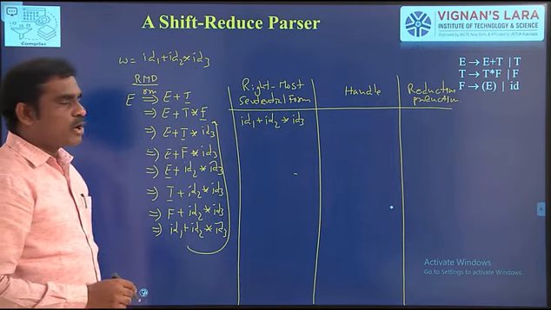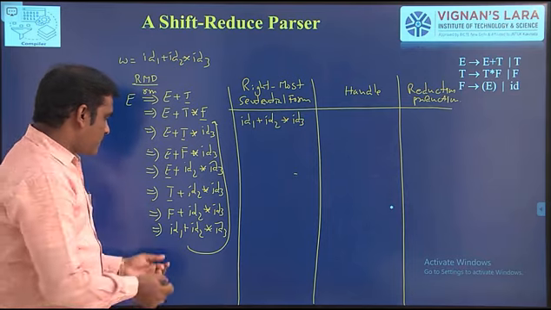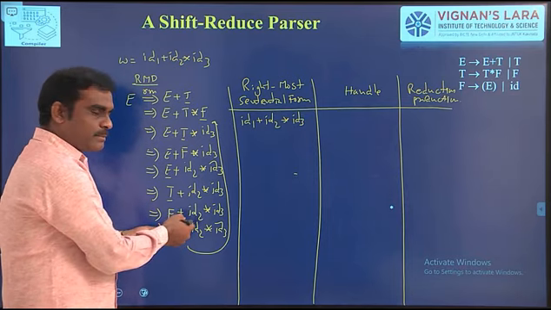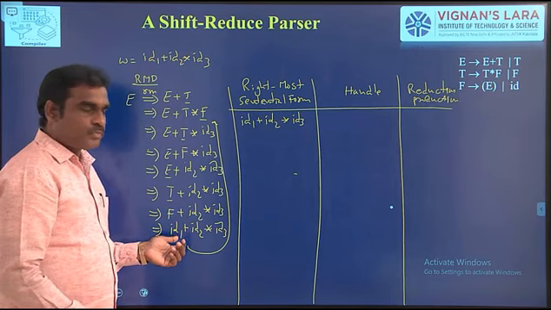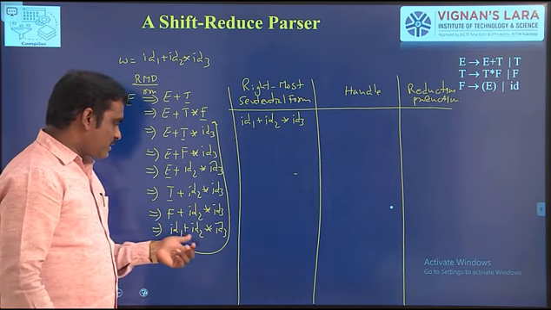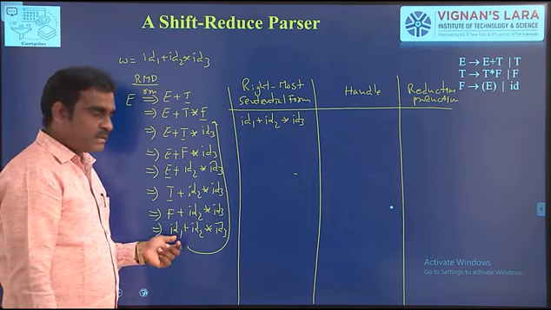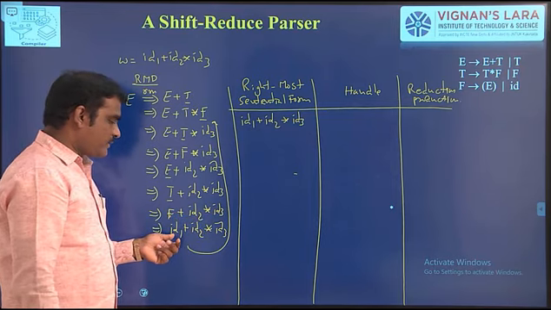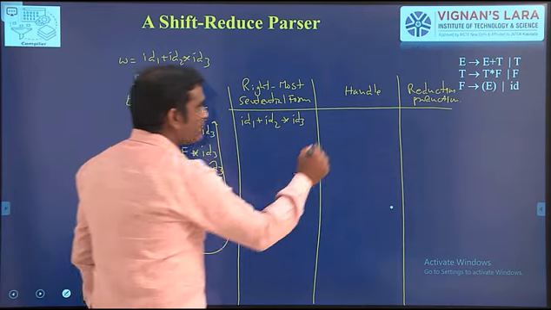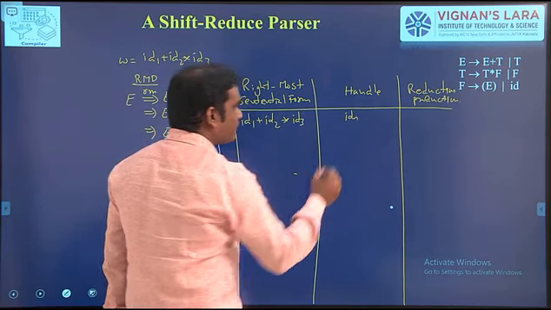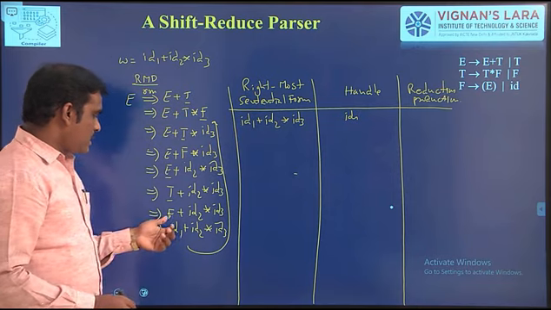What is the handle? How to select the handle? So this is in the previous step. What is the previous step? F is replaced with ID1. So all the remaining symbols are the same. The only difference is F is replaced with ID1. So here the handle is nothing but ID1.